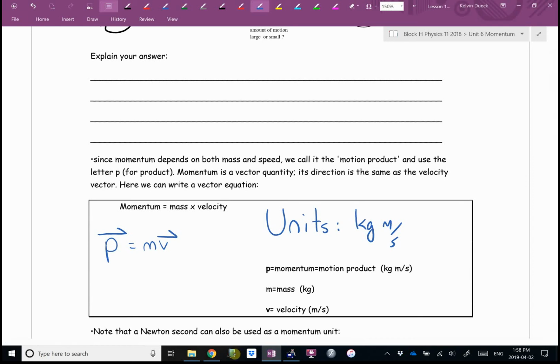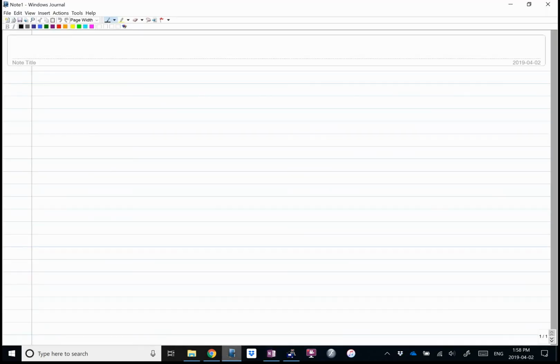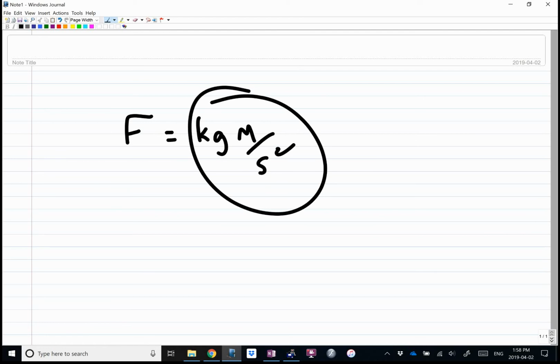There was another one that was kind of long. F equals what? Force was equal to kilograms meters per second squared. That's ma, but we never said that. We gave this a name. We decided in physics that we were going to call a kilogram meter per second squared a what? A Newton. We named it after Sir Isaac Newton.